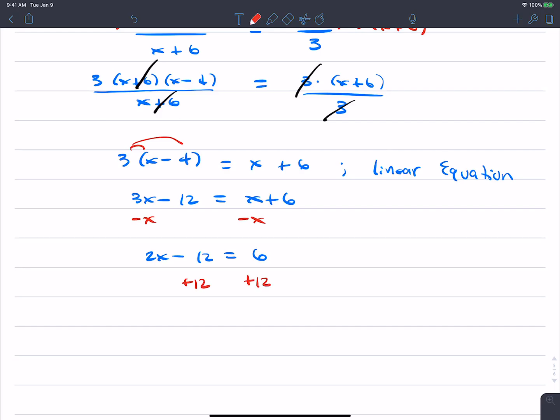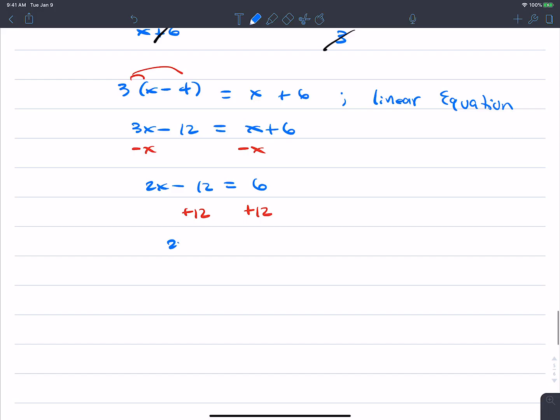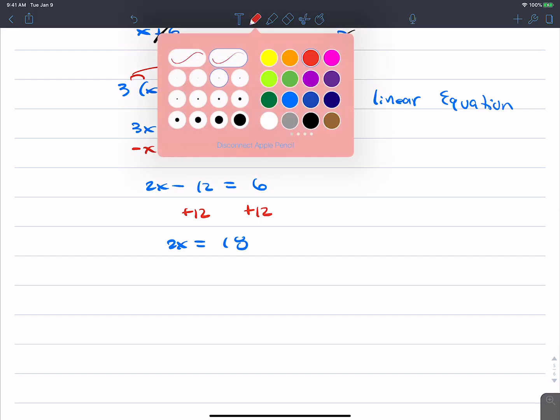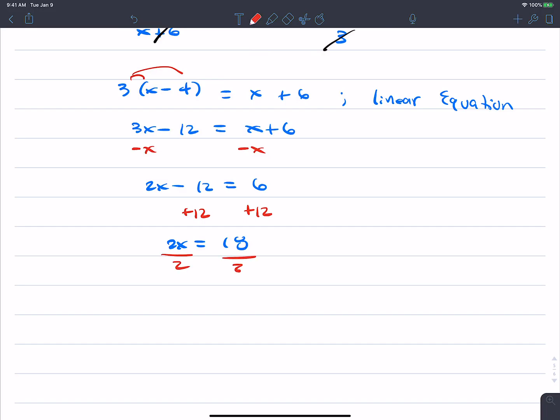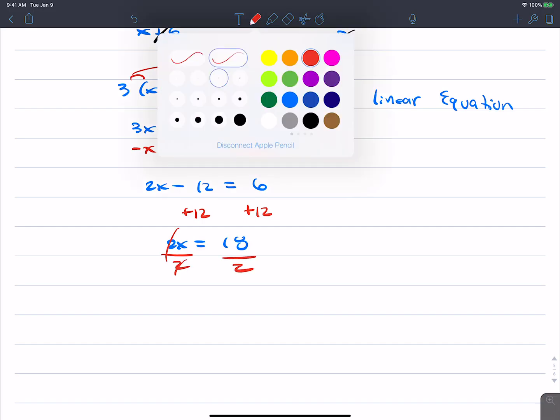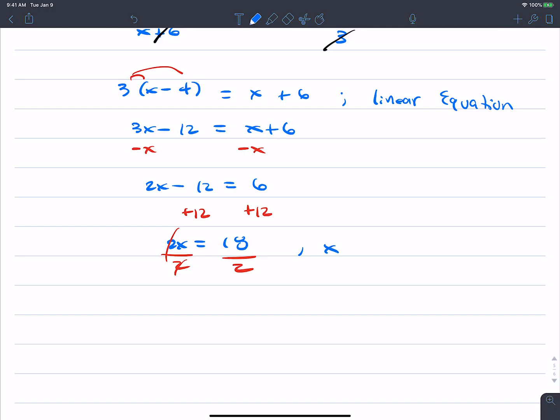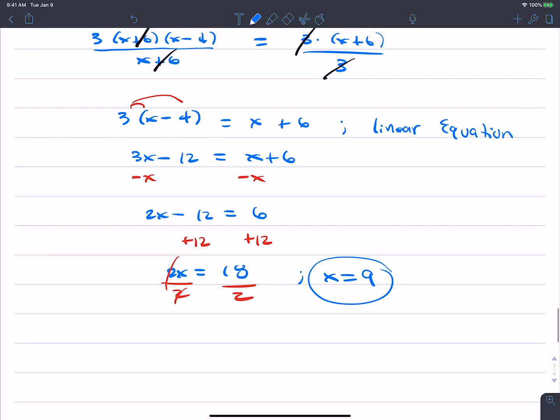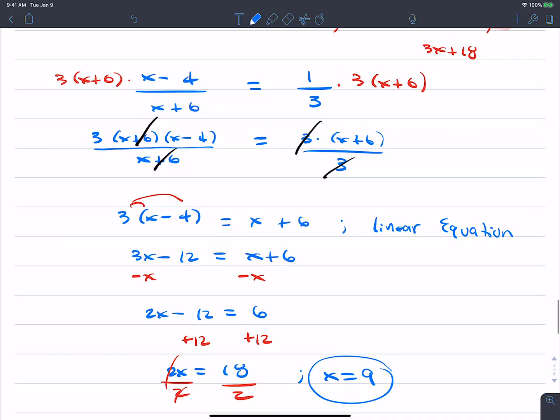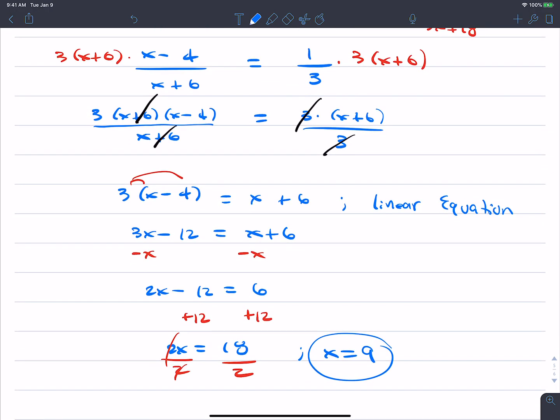Add 12 to both sides here, and you end up with what? 2x equals what? 18. Divide both sides now by what number? 2. What happens with the value of x? X is what? 9. This here is your what? This is your solution.